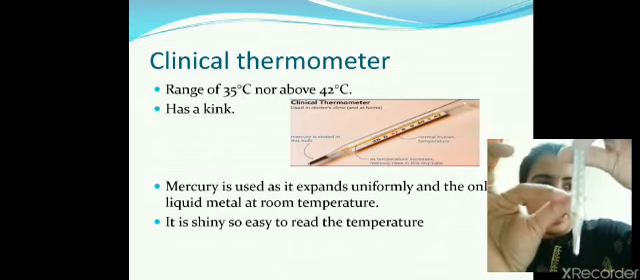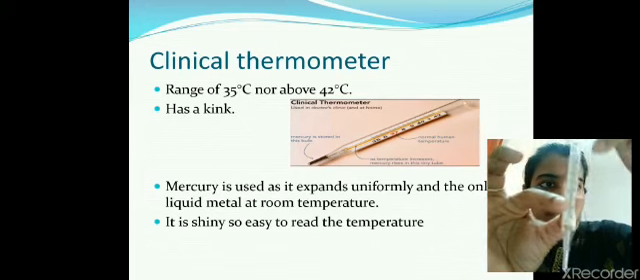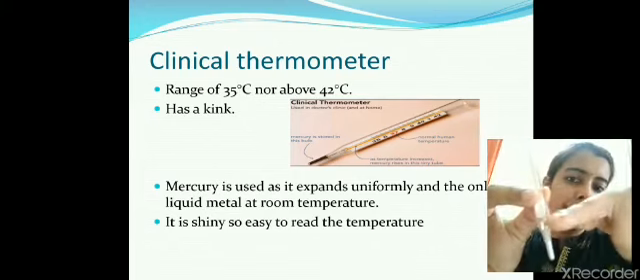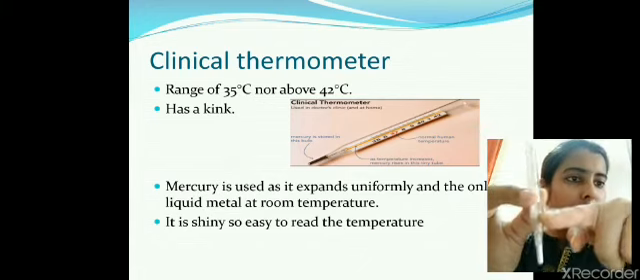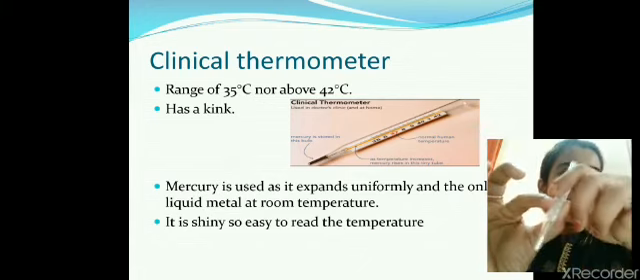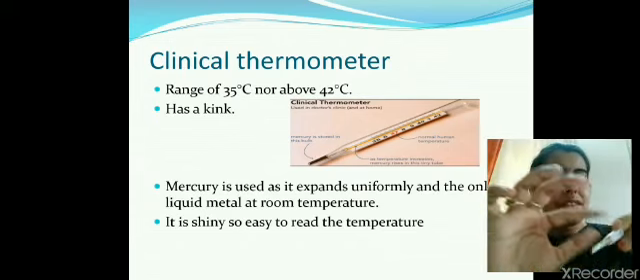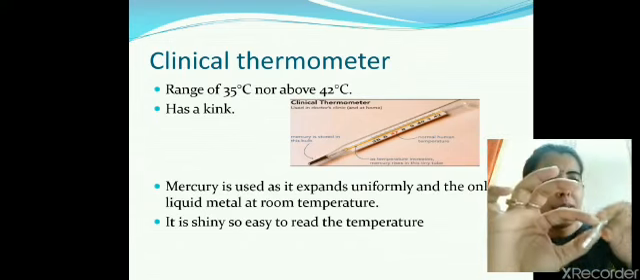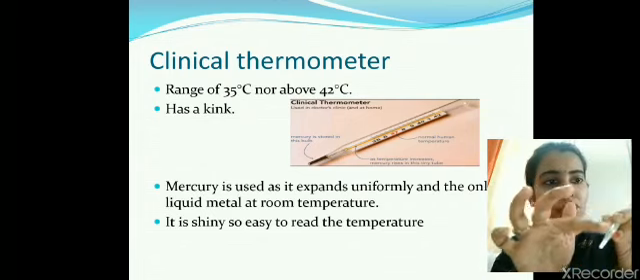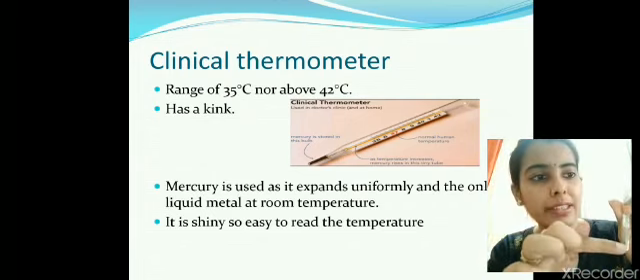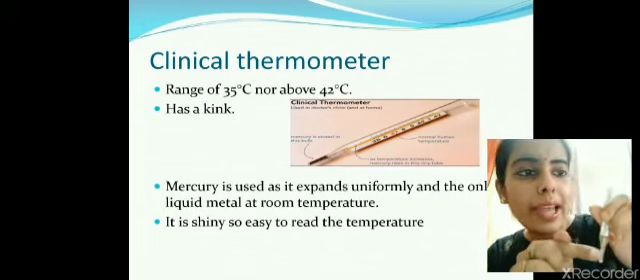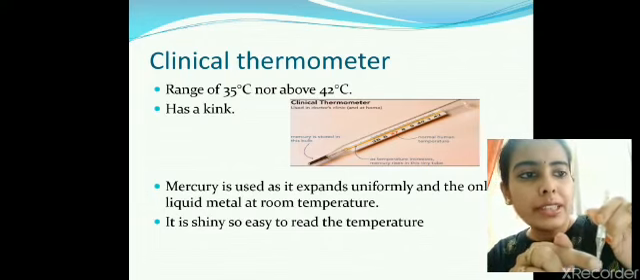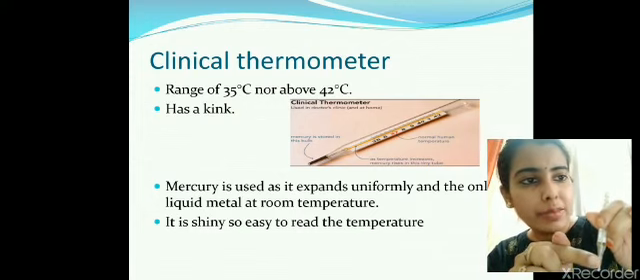This type of thermometer, in the center there is a silver lining. That silver lining should be below 35 when you are starting to use it. So before starting, you must have seen it is generally given 1 or 2 jerks. Why? So that the mercury collects down here at the tip. And this tip is called the bulb of the thermometer. This bulb of the thermometer contains the mercury.